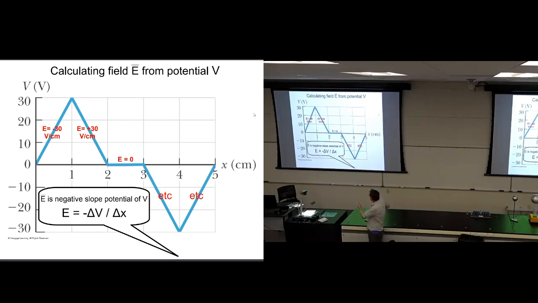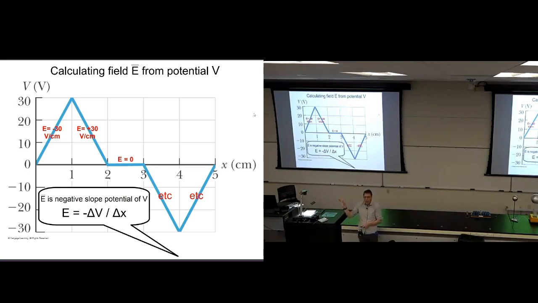What about the next centimeter? From 1 centimeter to 2 centimeters, now the potential is decreasing. It's decreasing from 30 volts down to 0 volts over 1 centimeter. What's the slope of the potential there?